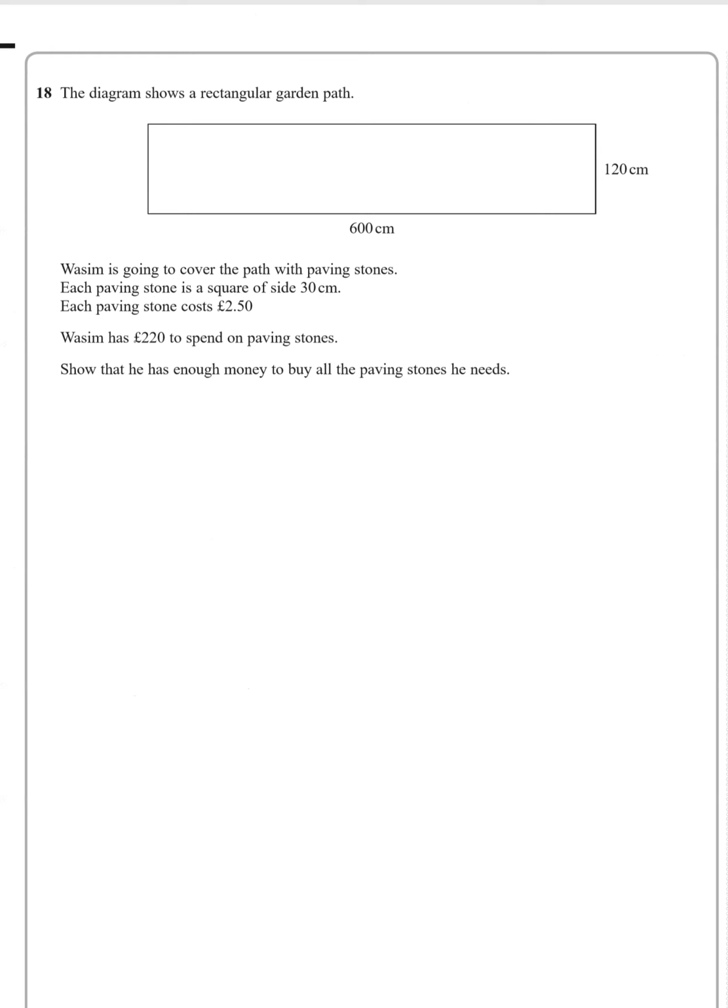Question 18. The diagram shows a rectangular garden path. Someone is going to cover the path with paving stones. Each paving stone is a square of side 30 centimetres. Each paving stone costs £2.50. He's got £220. Does he have enough money? Right, so let's have a little think. If it's 30 centimetres, we can have 4 tiles going up, because it's 120 divided by 30, which is 4. And then we need to do 600 divided by 30, which is 20. So actually we've got 20 going across and 4.